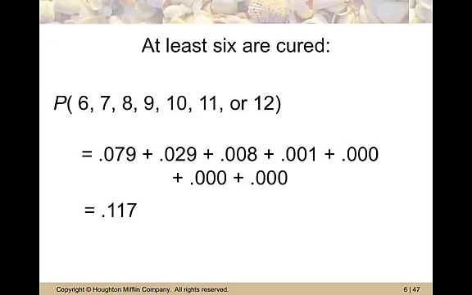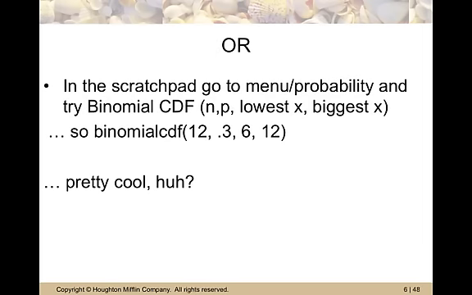But it sure seems like the calculator should be able to do that for us, and it can. All right, you can go to Menu, Probability and try Binomial CDF, okay, CDF. And for this, you do n, p, and then lowest x, biggest x. So you would do binomial CDF, not PDF, CDF, 12, 0.3, 6 to 12. Okay? And boom. Press enter. Actually, get your calculator and do this. Go ahead. Pause me. I'll wait. Okay. So you should get 0.117 just doing that. Pretty cool, huh? Your calculator is an amazing thing.